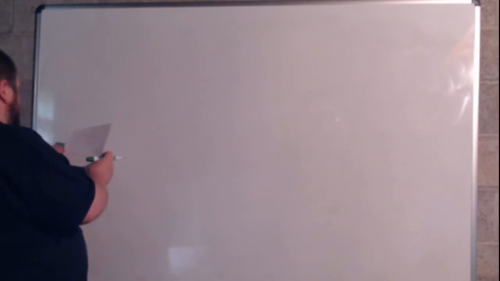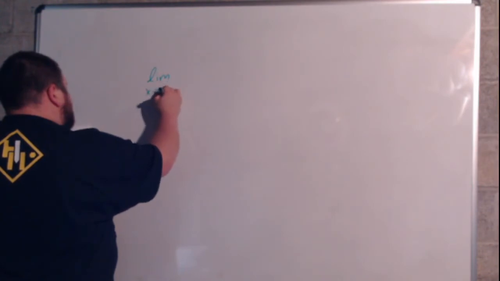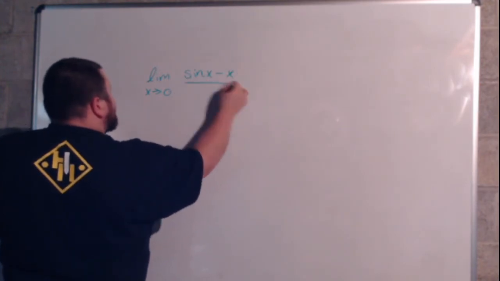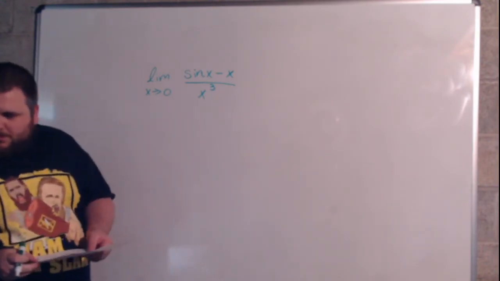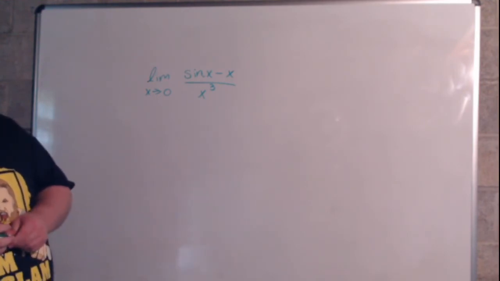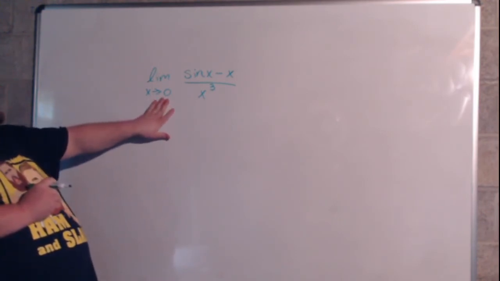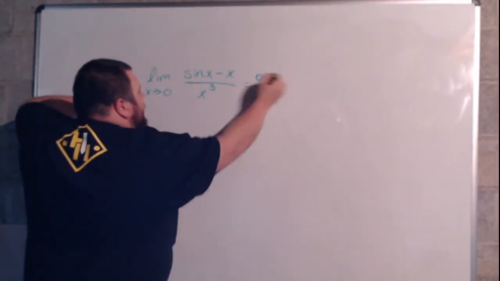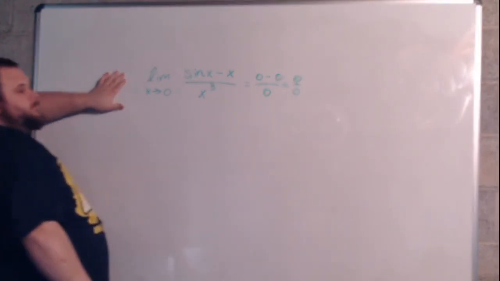So this first one here is limit as x approaches 0 of sine x minus x over x cubed. Can you guys see that okay, the green? All right. So if I try to go ahead and do direct substitution here, sine of 0 is 0. That would be 0 as well, and so would that. So we get 0 over 0.